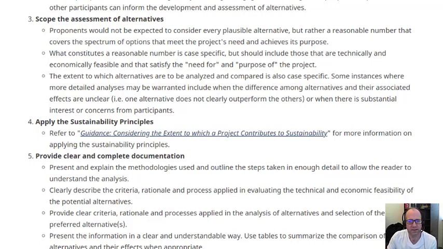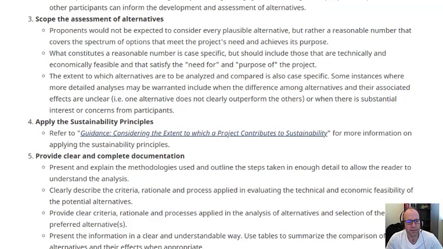Proponents should not be expected to consider every plausible alternative, and I won't read the rest, but what this means is that there needs to be some sort of a reasonable level of effort applied to each alternative assessment. You can't do a full environmental impact assessment on every different option, otherwise you will take 10 years to make a decision, but you need to scope this properly so that you're considering the right level of information for each decision.